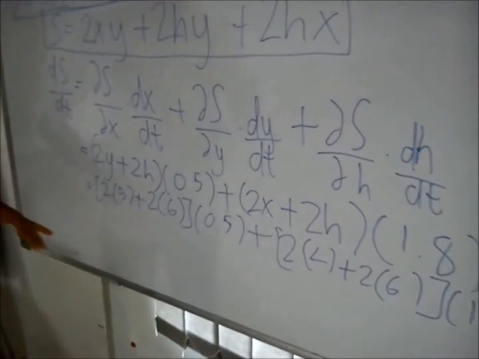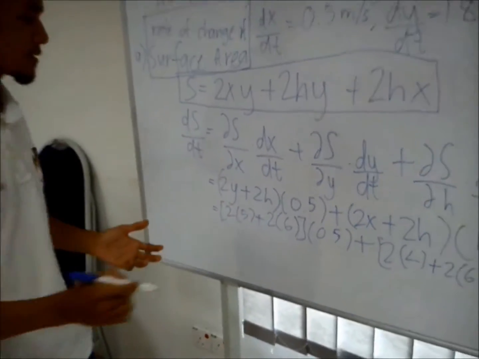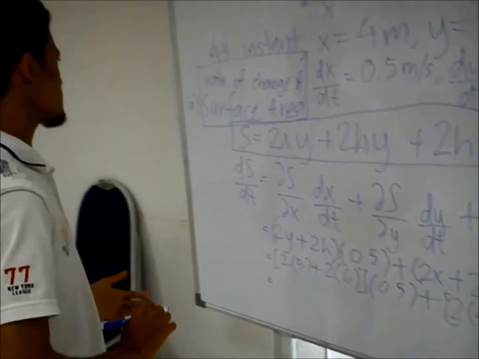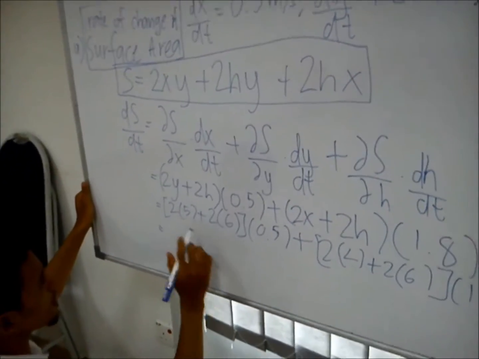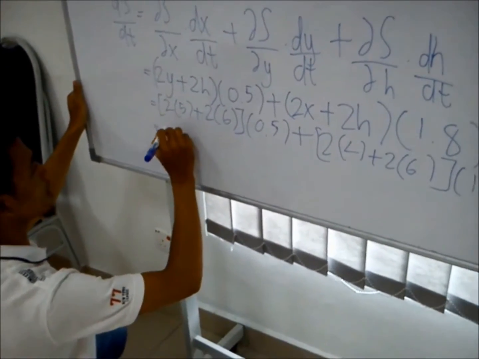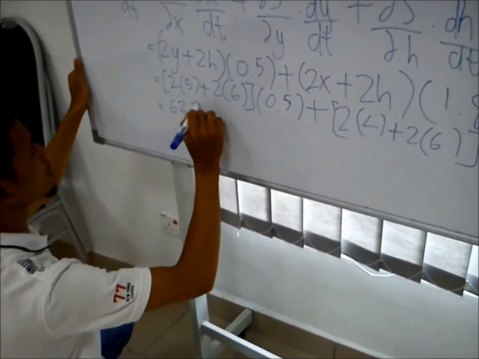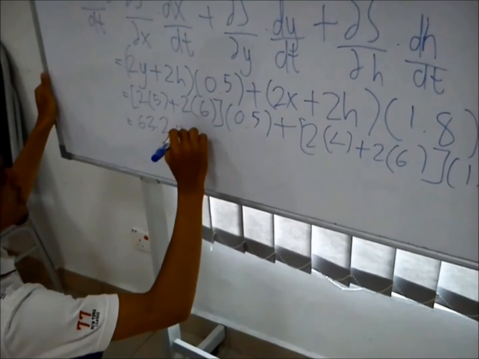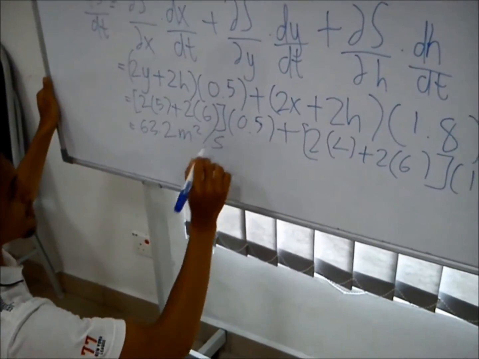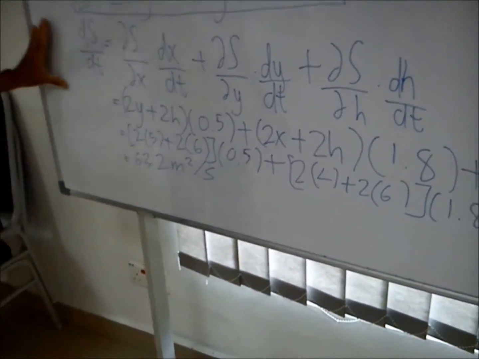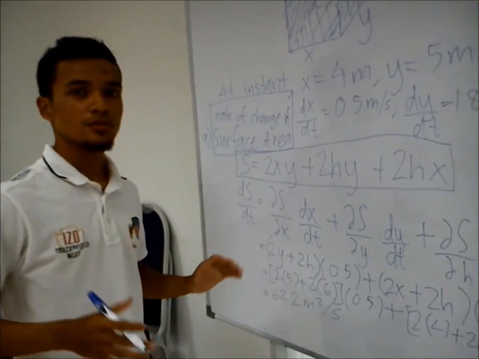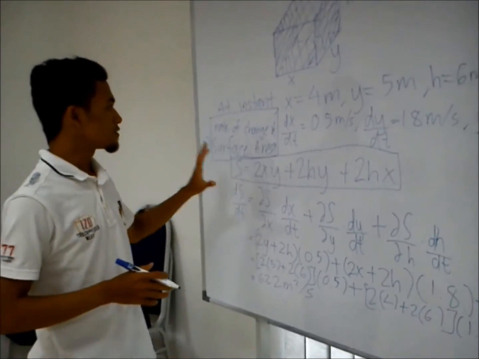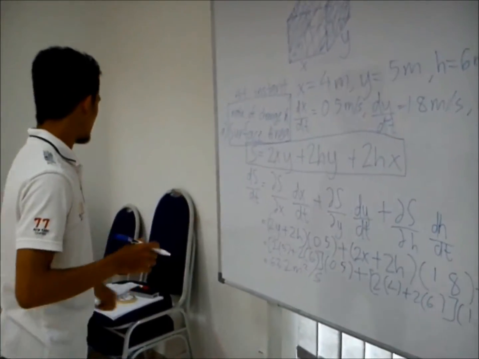From this, we need to calculate it by using a calculator, and for this part, we will get 63.2 meters square per second. So that's how we use partial differential equation to find the rate of change of surface area.